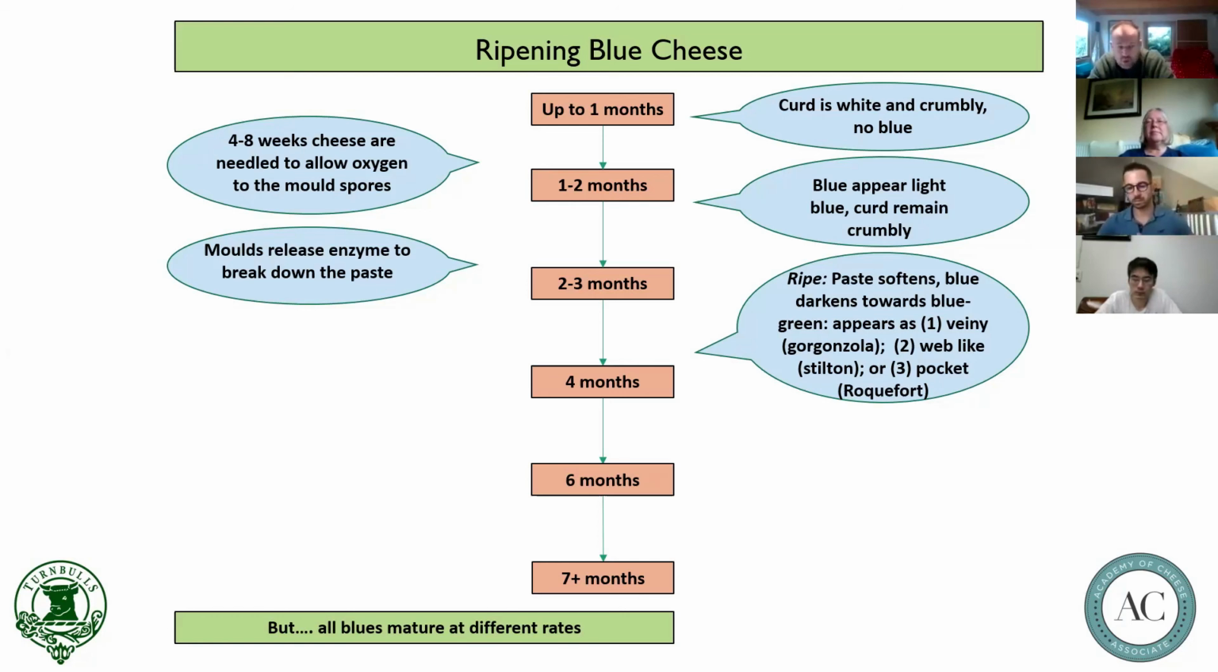And it appears as in one of 3 formats. One is veiny, gorgonzola, which literally tubes of blue. They look like a tube, like a vein, like a proper varicose vein. Very nice.